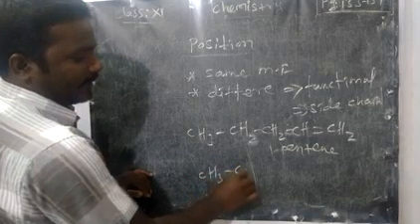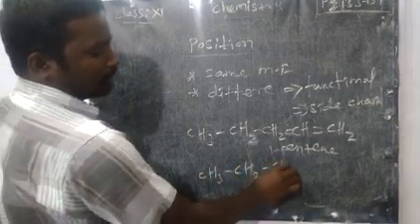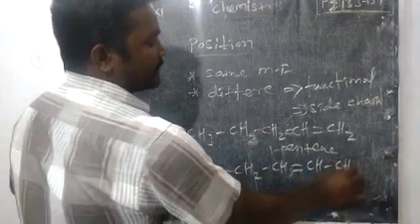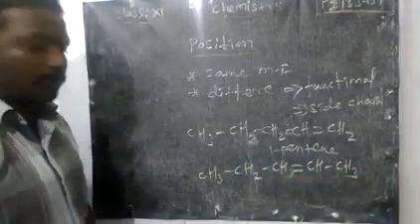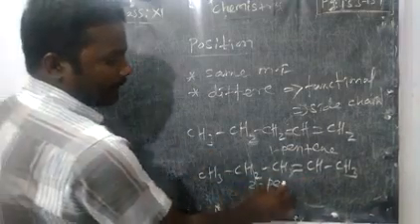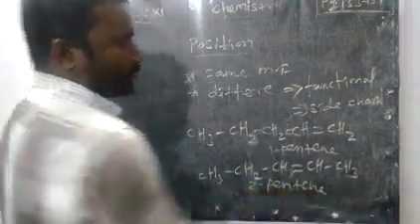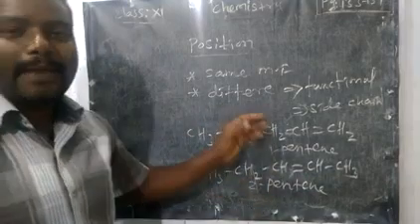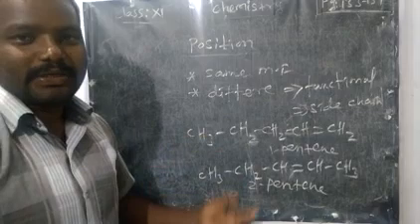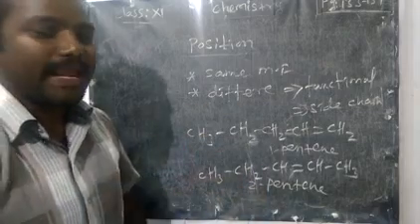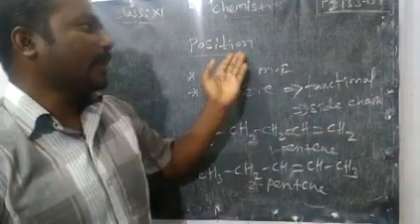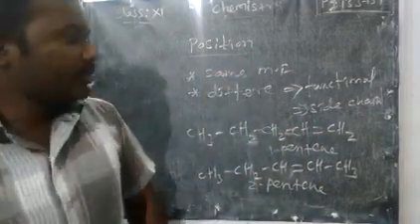Then if you shift this double bond here, what will happen? We'll get another compound, CH double bond CH3. What is the name of this compound? 2-pentene. So these compounds have the same molecular formula, both having 5 carbons and the same number of hydrogens, but they differ in the position of this functional group. That's why they are called position isomers.